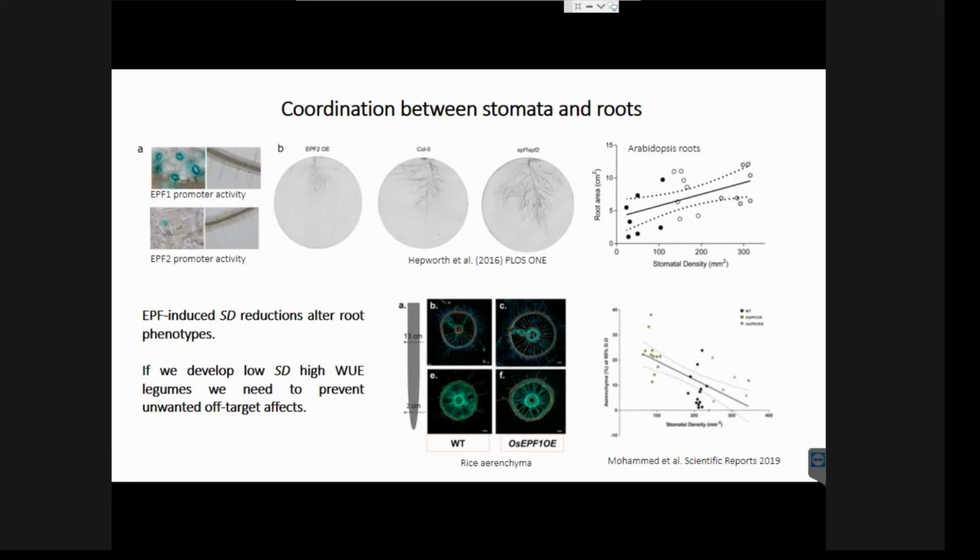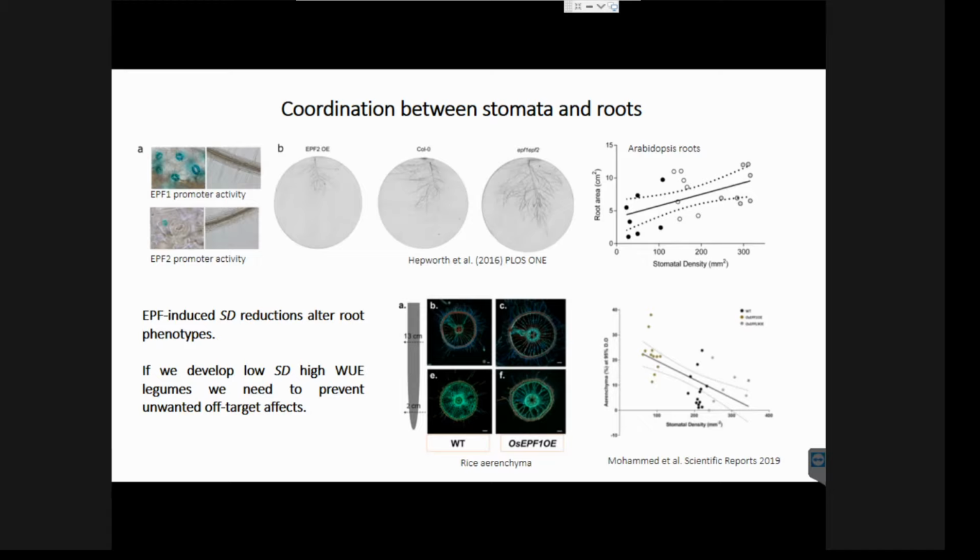Now, the work of Julie Gray and others at Sheffield show that EPF1 and EPF2 in Arabidopsis are not expressed in the below ground tissues in roots. But if you delete EPF1 and EPF2, or overexpress EPF2, you do have a root phenotype. So by increasing stomatal density, you can alter root area. So it's pretty much proportional. So if you have low stomatal density, you can have a low root area like we see here.